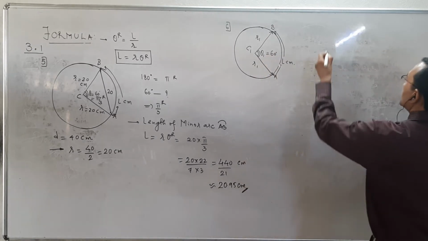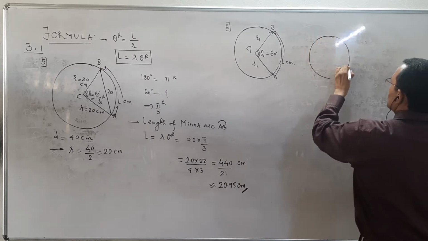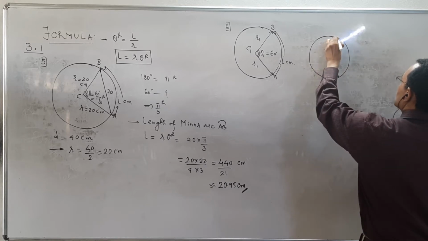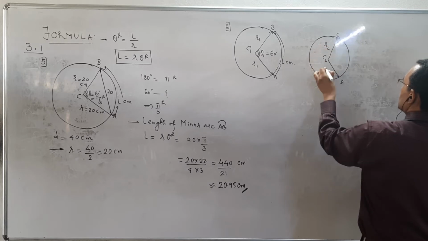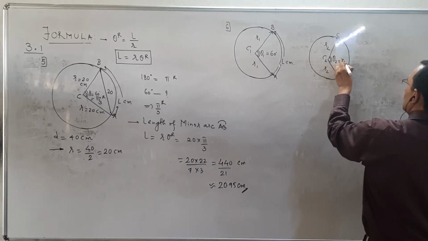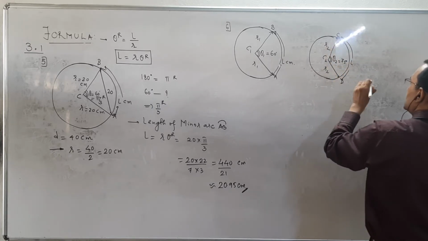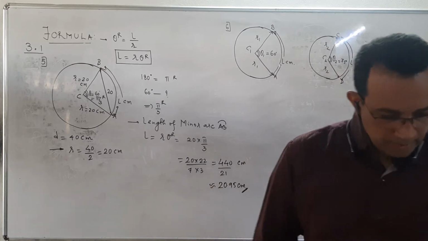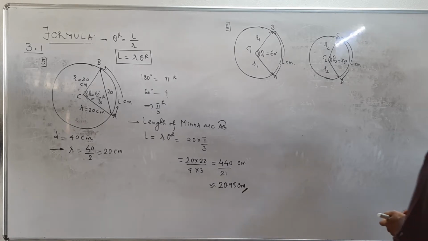And the other is a smaller circle, say like this. The arc length is the same. Let us suppose this arc is CD, the center is C, the radius is R, and the angle subtended is theta, which is 75 degree. The arc length L is the same, L centimeter, or I can say L units.